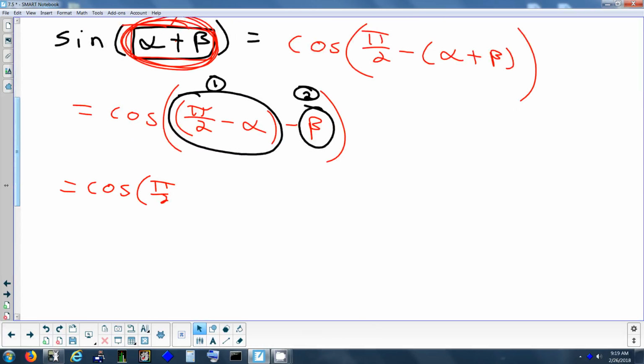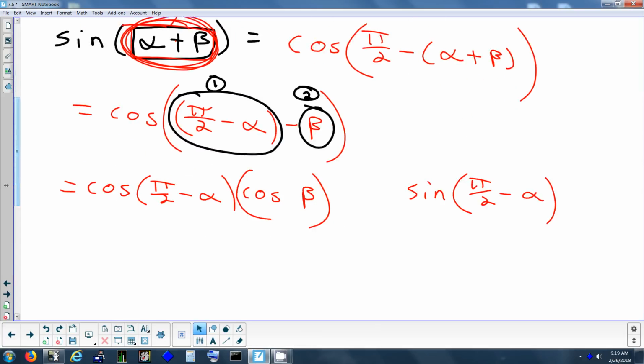So cosine of the first times cosine of the second. And if you wonder why I didn't use the negative on the beta, it's what comes after the minus sign. Whatever's before the minus sign is the first, and whatever's after the minus sign is the second. So cosine, cosine, and then sine of the first, sine of the second. And with cosine, you always put the opposite of what you see. We had a minus, so we're going to put a plus.